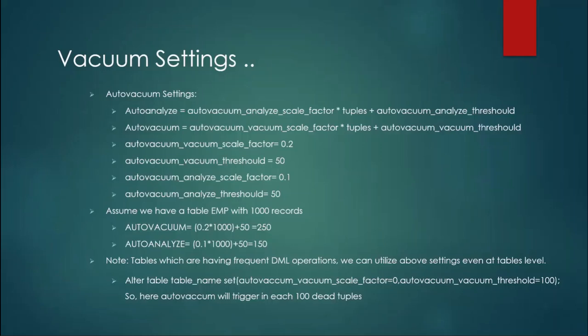Suppose my table has 1000 records. Then auto vacuuming will trigger automatically when 250, a quarter of your table, are dead tuples. And auto analyze will trigger when, suppose, 150 tuples have changed. In this situation the statistics will automatically be gathered for the particular table.